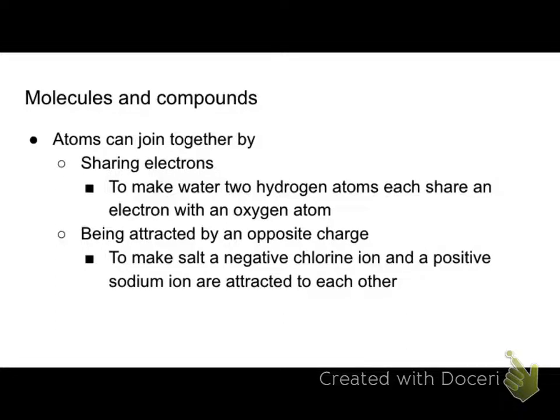So what happens actually is that the sodium atom gives its electron to the chlorine atom, and as a result, the sodium atom becomes positive and becomes an ion, and the chlorine atom becomes negative and becomes an ion, and then they are attracted to each other because of that difference in charge. And that is how we get a molecule of salt.